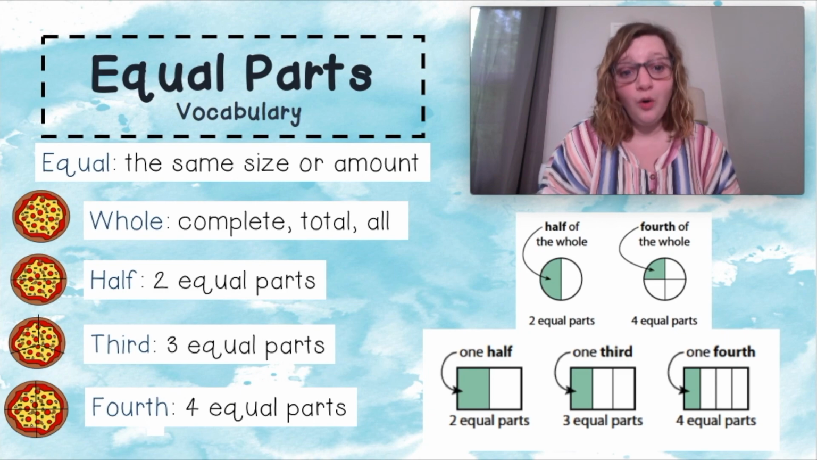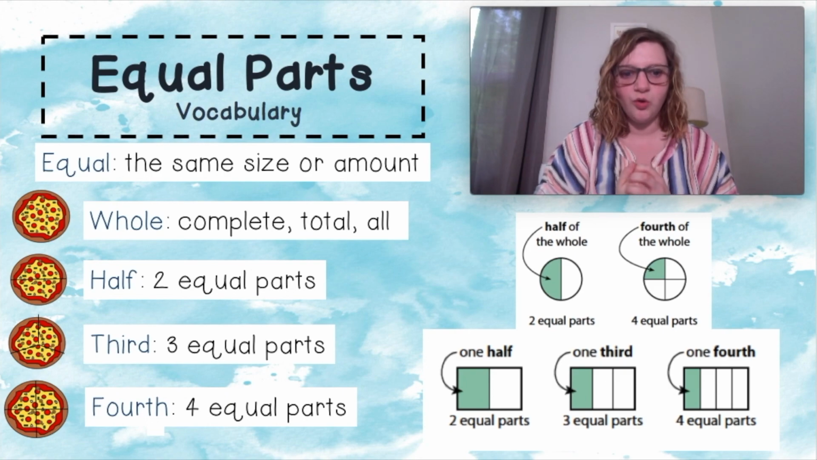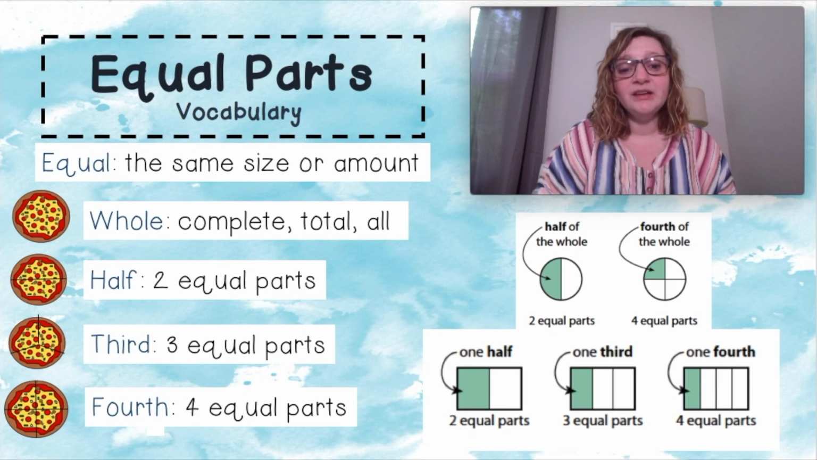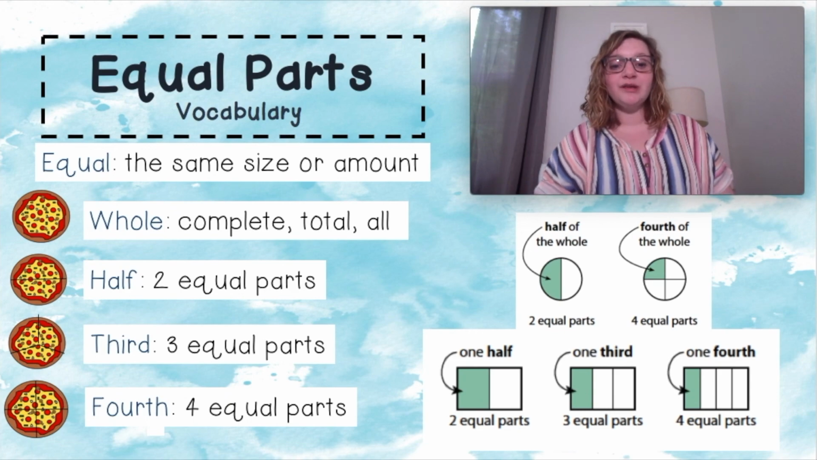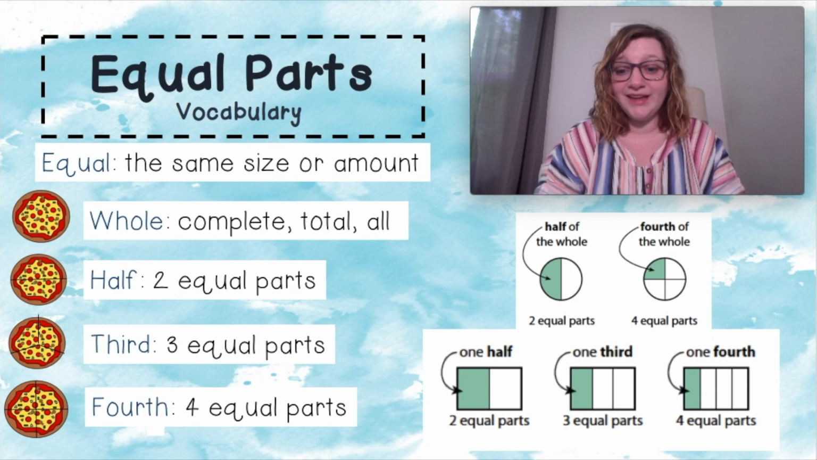So when we talk about equal parts and fractions, one of the things that's important to talk about is the whole. Now the whole means all of it, the complete and total part of whatever we're dividing up. Could be a pizza, could be a circle, whatever. Now half means we've divided it into 2 equal parts. You can see here, looking at the pizza, it's in 2 equal parts. Or if we're looking at the square and circle, 2 equal parts.